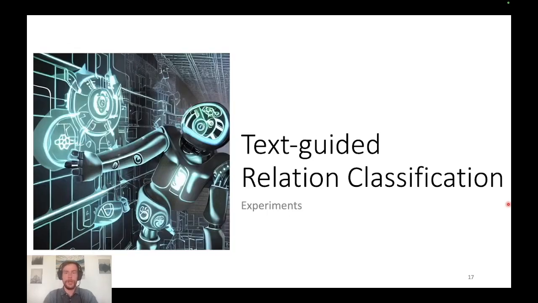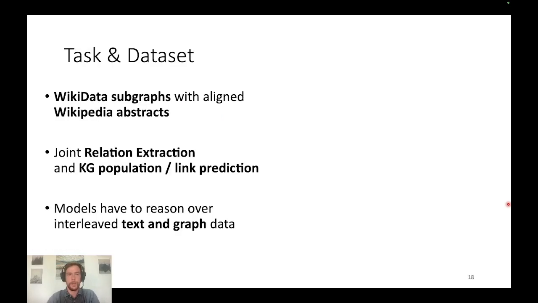We also experiment with text-guided relation classification. So here the input to the model is a Wikidata subgraph with an aligned Wikipedia abstract. So they are, for example, on the same topic. And then the models have to reason over the text and graph jointly. So in some sense, you could say that the models have to perform relation extraction as well as knowledge graph population or link prediction at the same time using both modalities together.